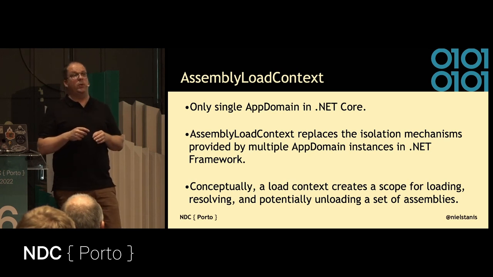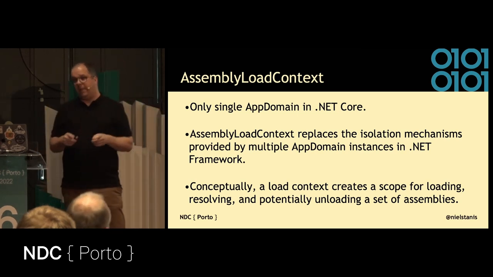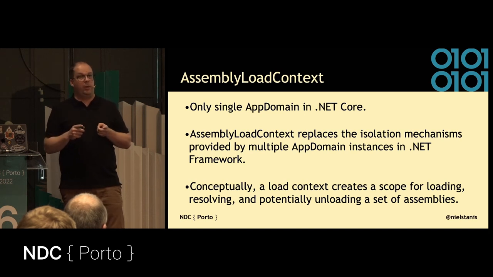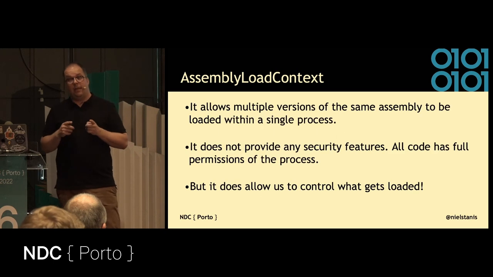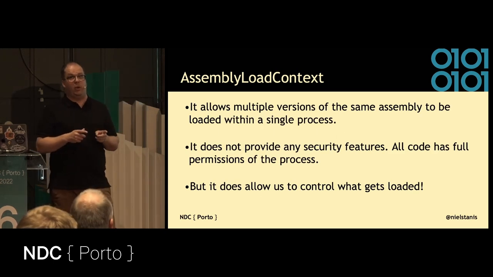Luckily, they did expose one of its internals, and that's called AssemblyLoadContext. And that's going to be really important for the next steps we're going to take, because an AssemblyLoadContext can replace the isolation mechanism provided by multiple AppDomain instances within the .NET Framework. But it also allows you to scope and load and unload assemblies. And even better, it allows you to run multiple versions of the same assembly within a single process.